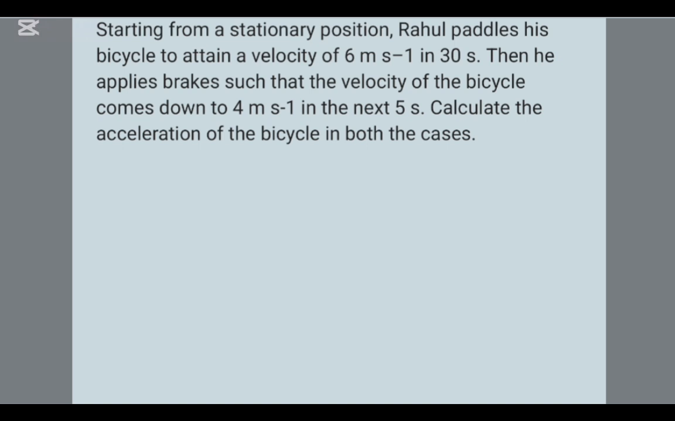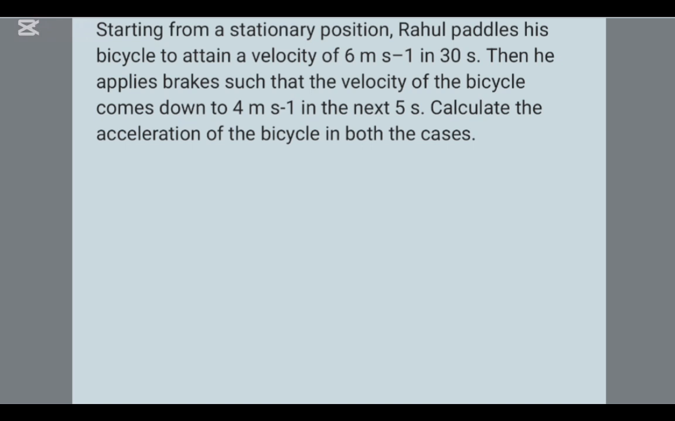The question given here is, starting from a stationary position, Rahul paddles a bicycle to attain a velocity of 6 meters per second in 30 seconds. Then he applies brakes such that the velocity of the bicycle comes down to 4 meters per second in the next 5 seconds. Calculate the acceleration of the bicycle in both the cases.